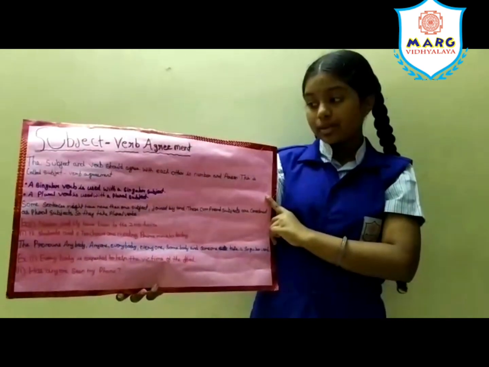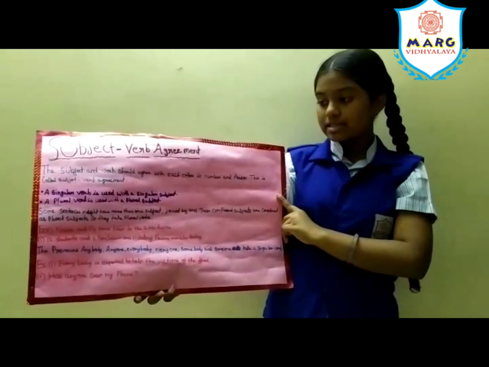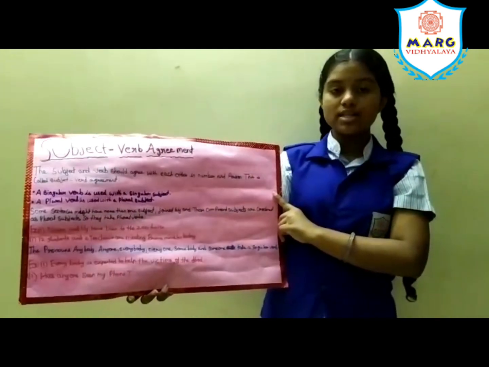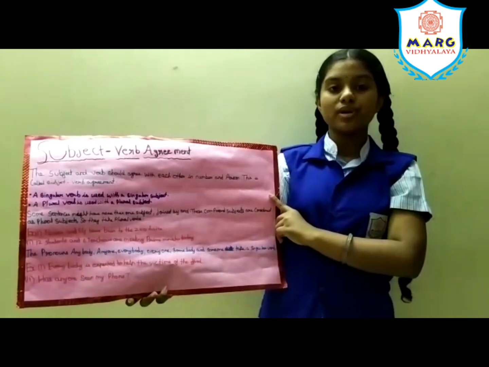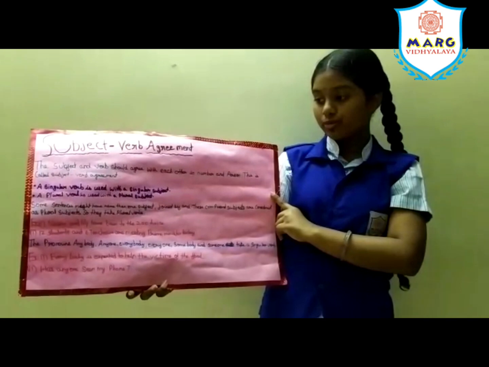Second example: 12 students and 6 teachers are meeting the Prime Minister today. Here, 12 students and 6 teachers are the plural subject and are meeting is the plural verb.